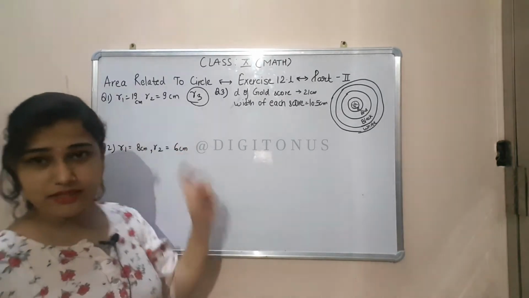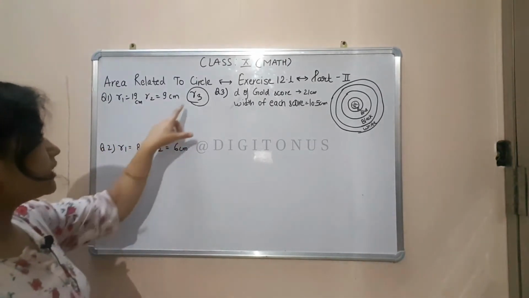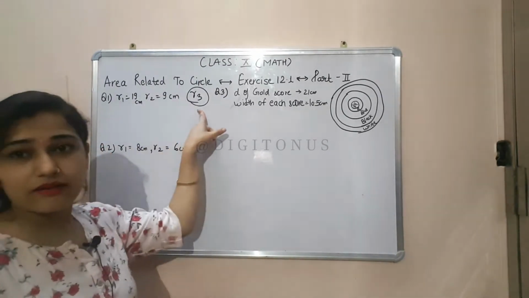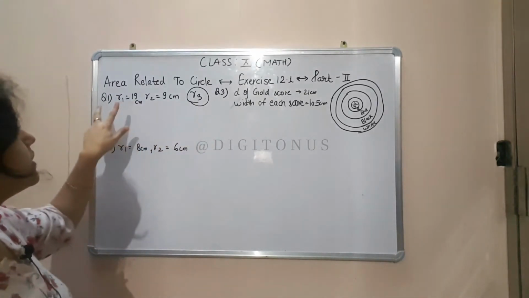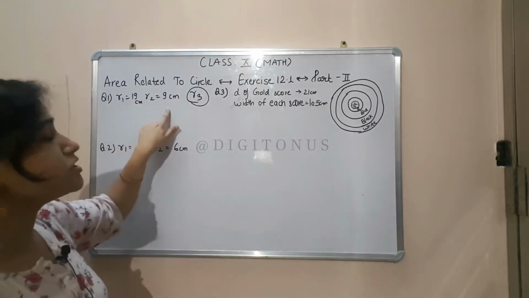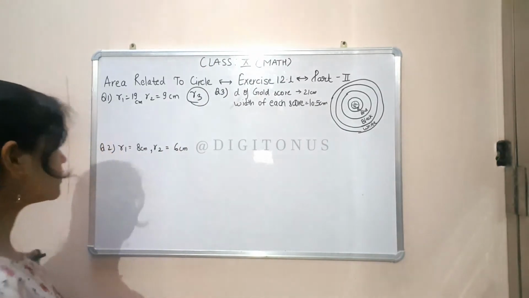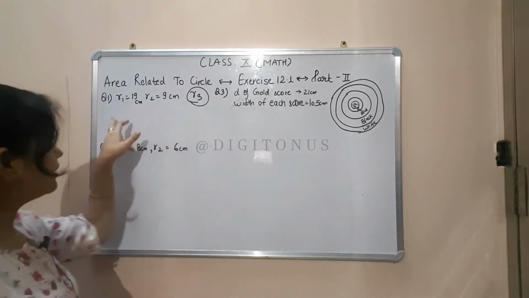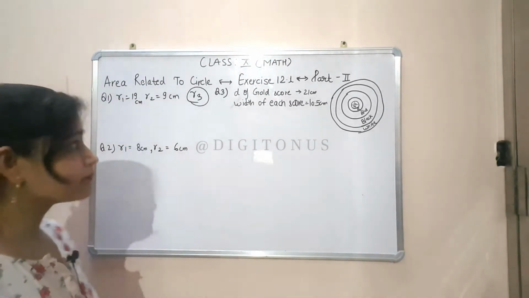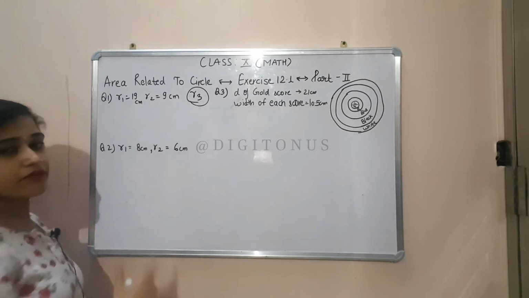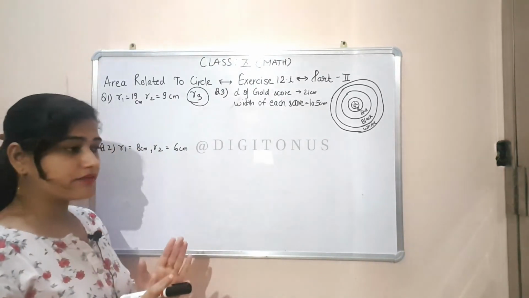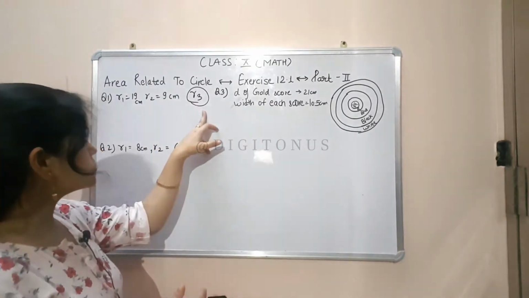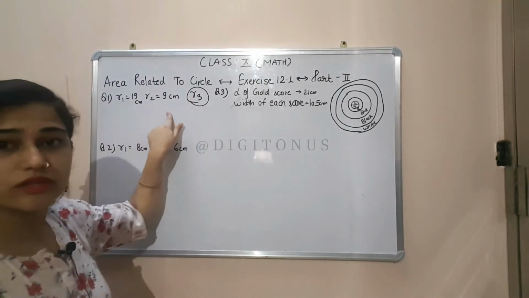The first question of this exercise: find the radius of the circle whose circumference is equal to the sum of the circumferences of these two circles. In this question two radii are already given, R1 and R2 of different circles. First we have to find the circumference of both circles, and then find the radius of the circle whose circumference is equal to the sum of these two.